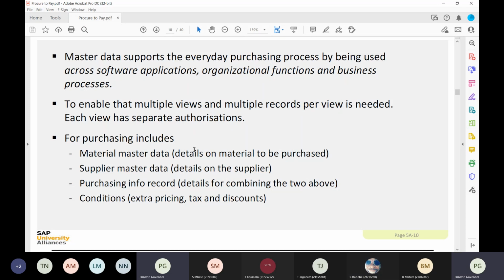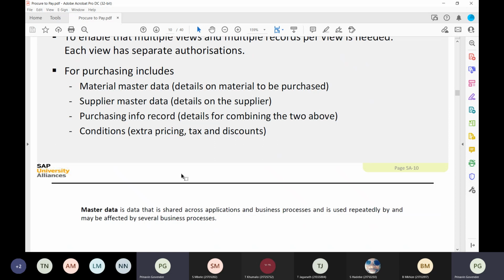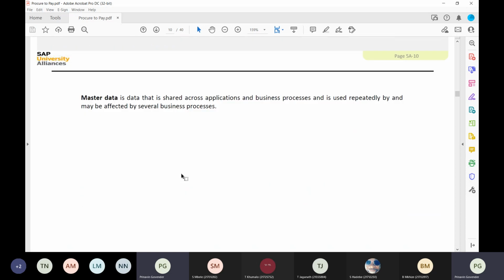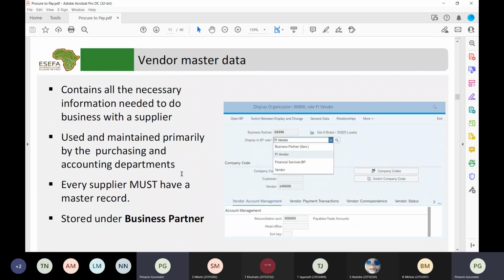So you get to grips with what I'm talking about in terms of the business, right? What's the vendor data, the vendor master data? We did this on Monday as well, where we looked at a vendor. A vendor contains all the necessary information needed to do business with a supplier. So this SAP S/4HANA Fiori Launchpad database master data has all the vendors that we deal with. It's used primarily by the purchasing and accounting departments. Every supplier must have a master record and is stored under the business partner.